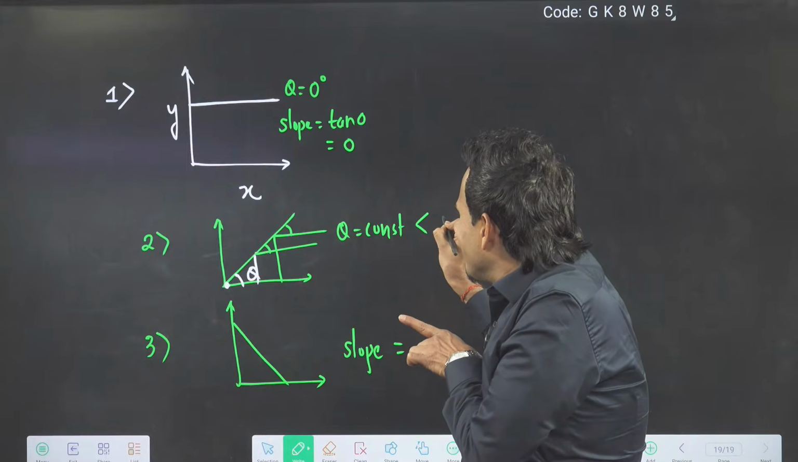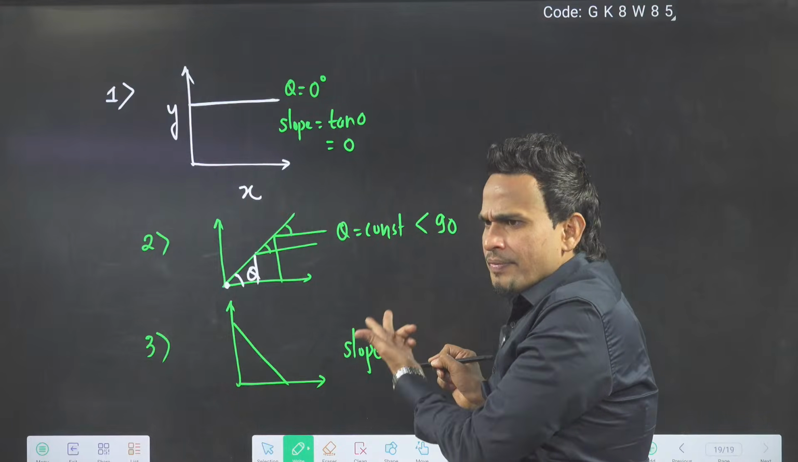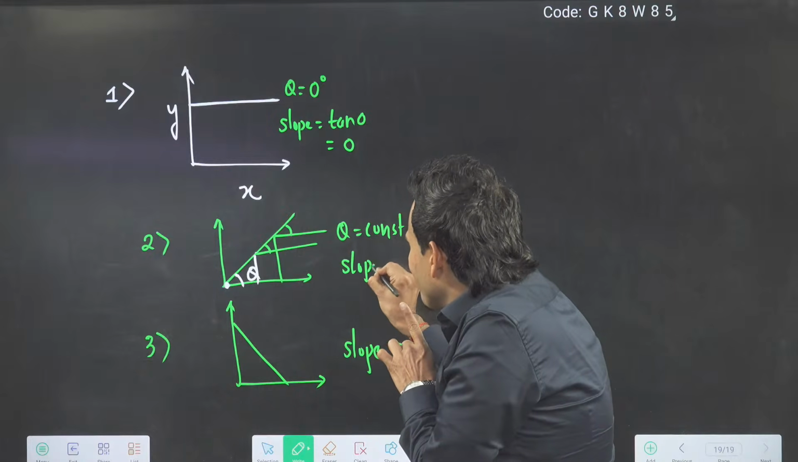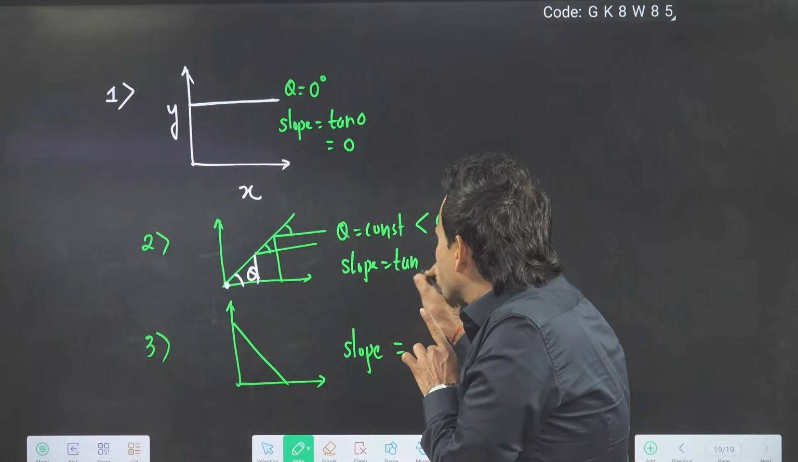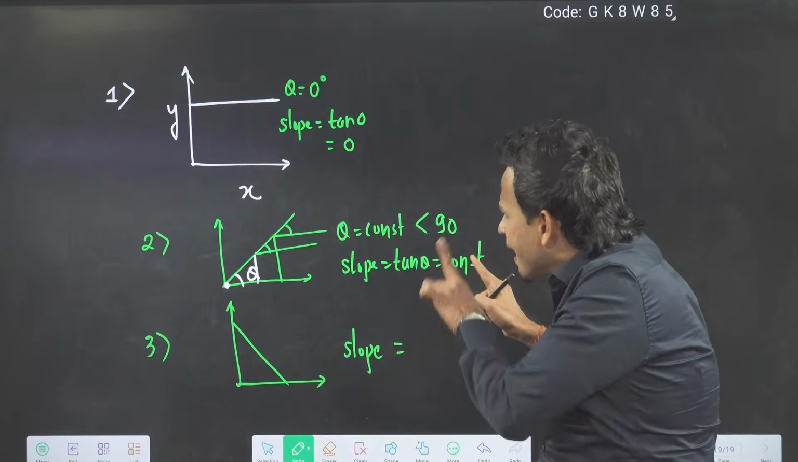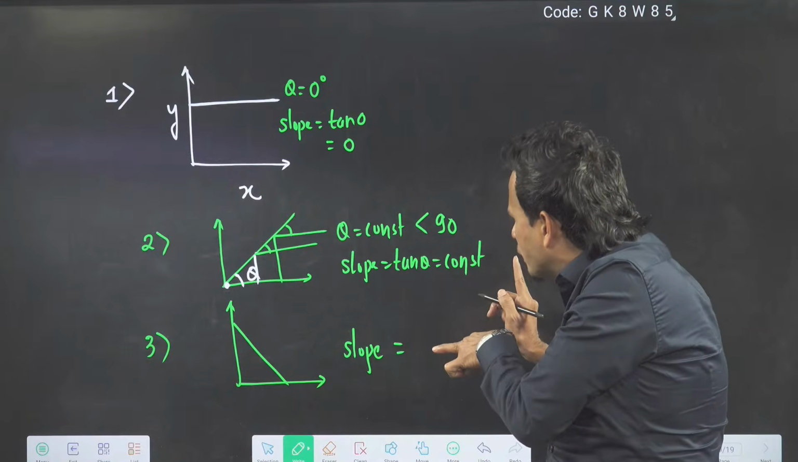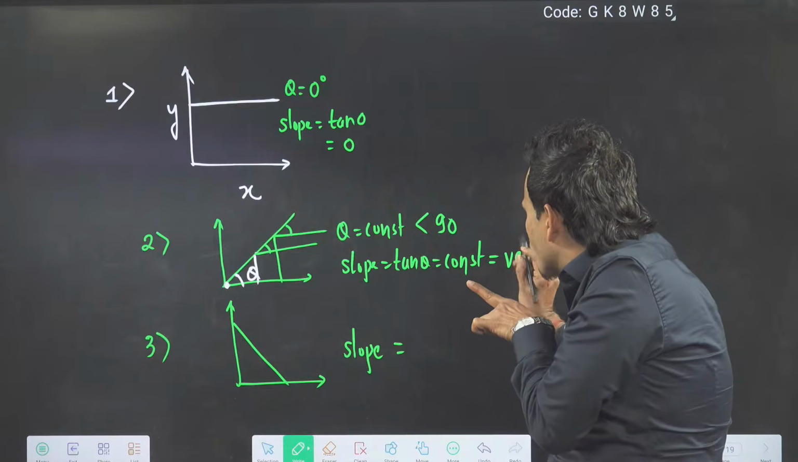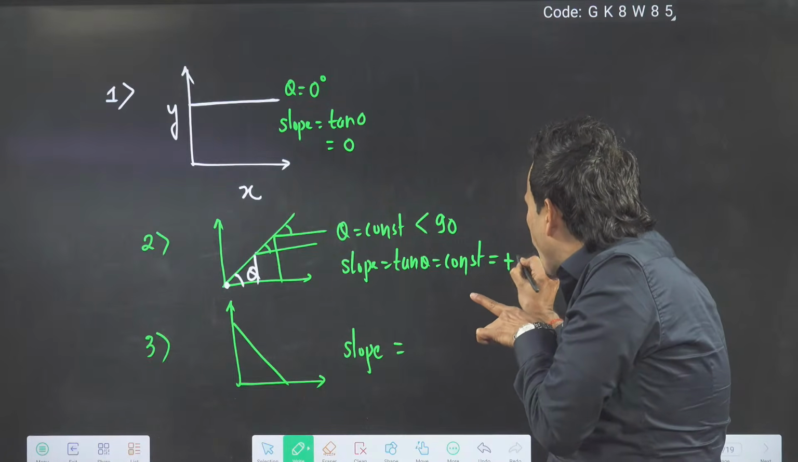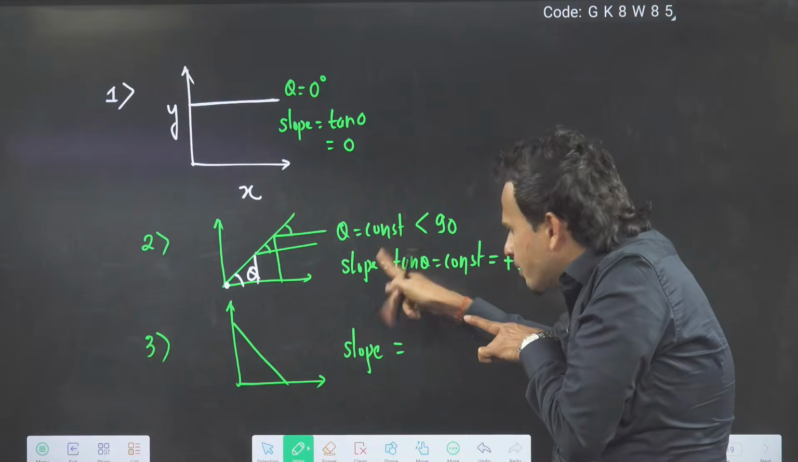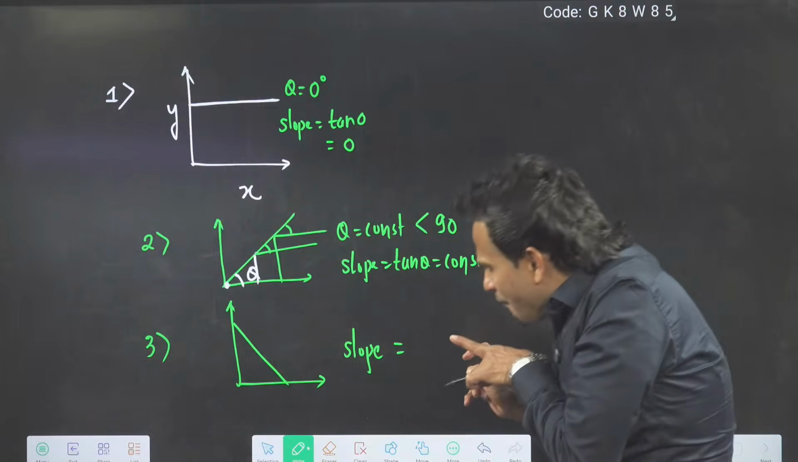That theta is less than 90 degrees, an acute angle. That means here the slope will be tan theta. Since theta is constant, the slope will be constant, and theta is less than 90. In the first quadrant, tan will be positive, so this slope will be positive. So we'll say positive constant slope.